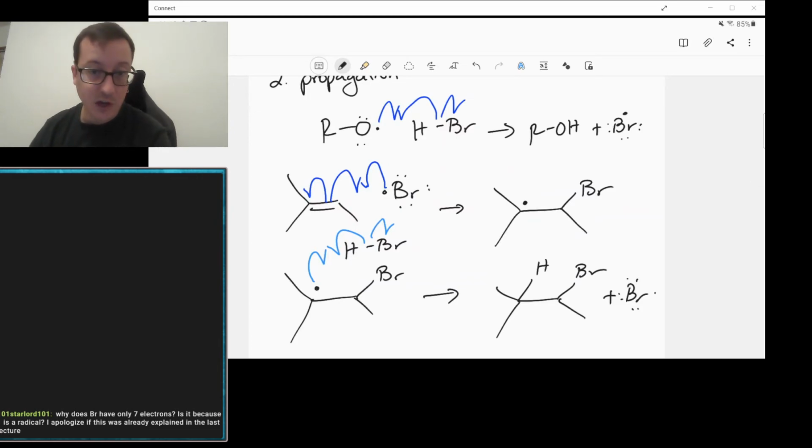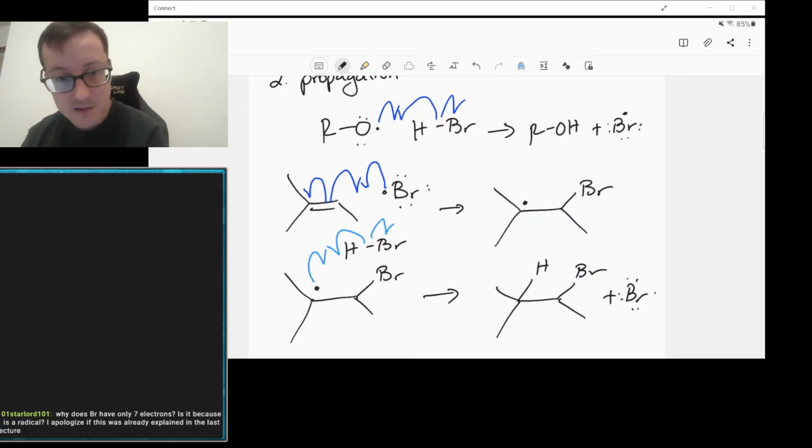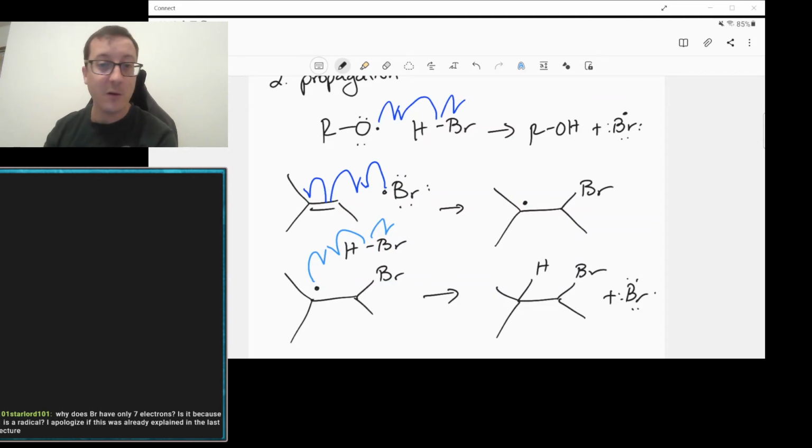So this just keeps chaining, it's a chain reaction. As soon as we get that initiator to do its thing, we make our first bromine radical. That bromine radical makes a carbon radical. The carbon radical then makes a bromine radical, and back and forth. And now this bromine radical will go back and do the same thing with another alkene.